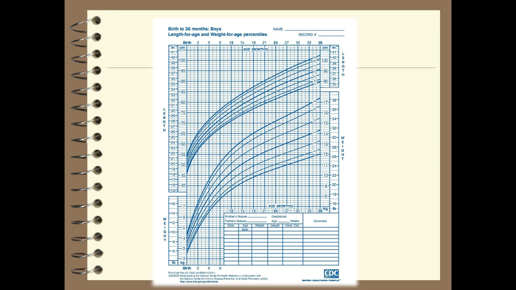Here's an example of a length for age and weight for age chart for boys, and these charts are normally grouped based on their age, right? So this chart is for a baby boy from birth to 36 months, and then you would have another chart from 36 months going up.